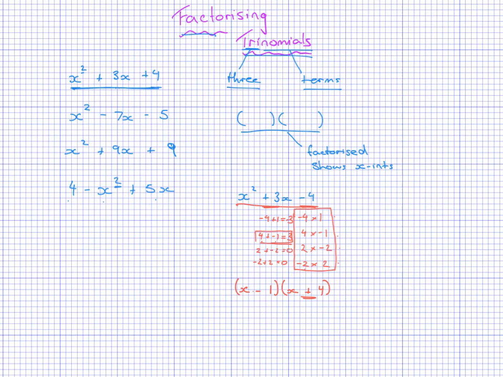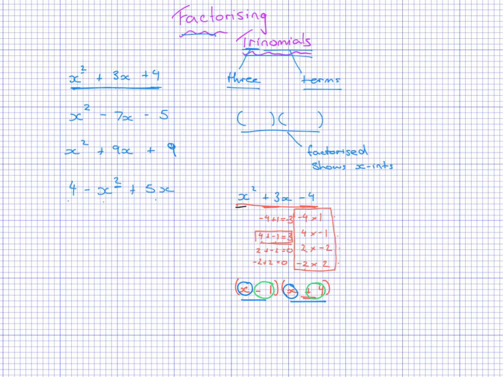Notice a few things. Notice that it has 2 brackets. Notice that in each bracket there is an x. In each bracket there is also a constant. Now you might have seen these types of brackets before when you did expanding. And this is the thing I'm going to show you, the other process.